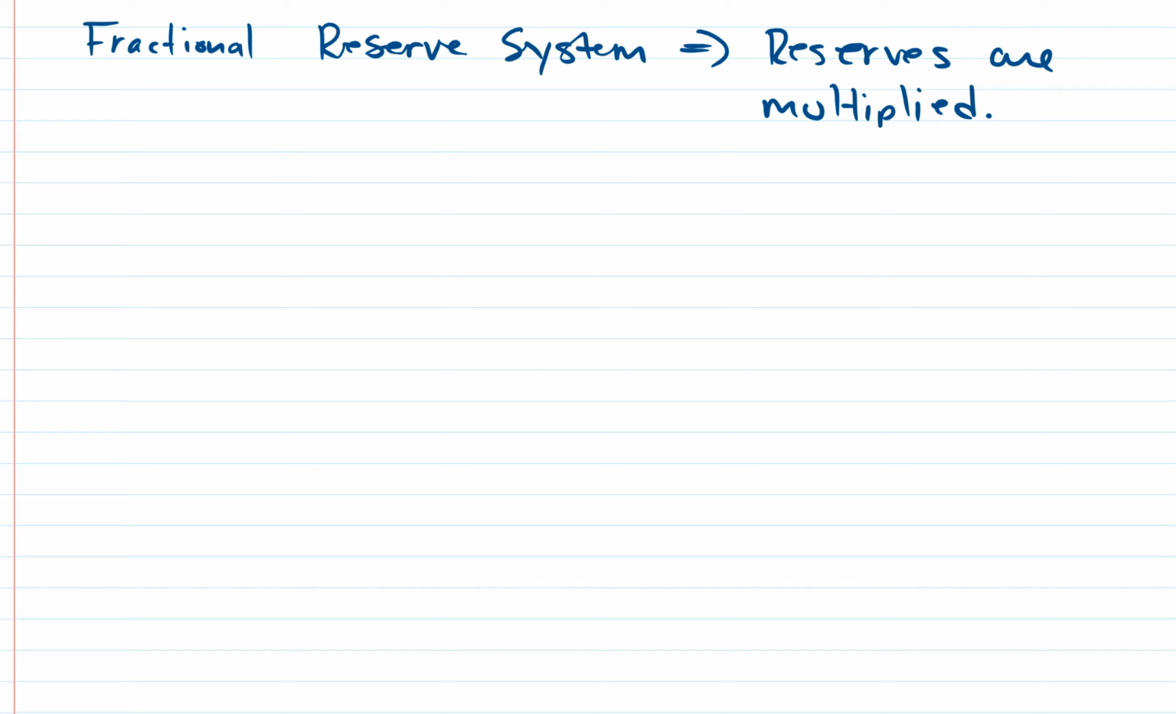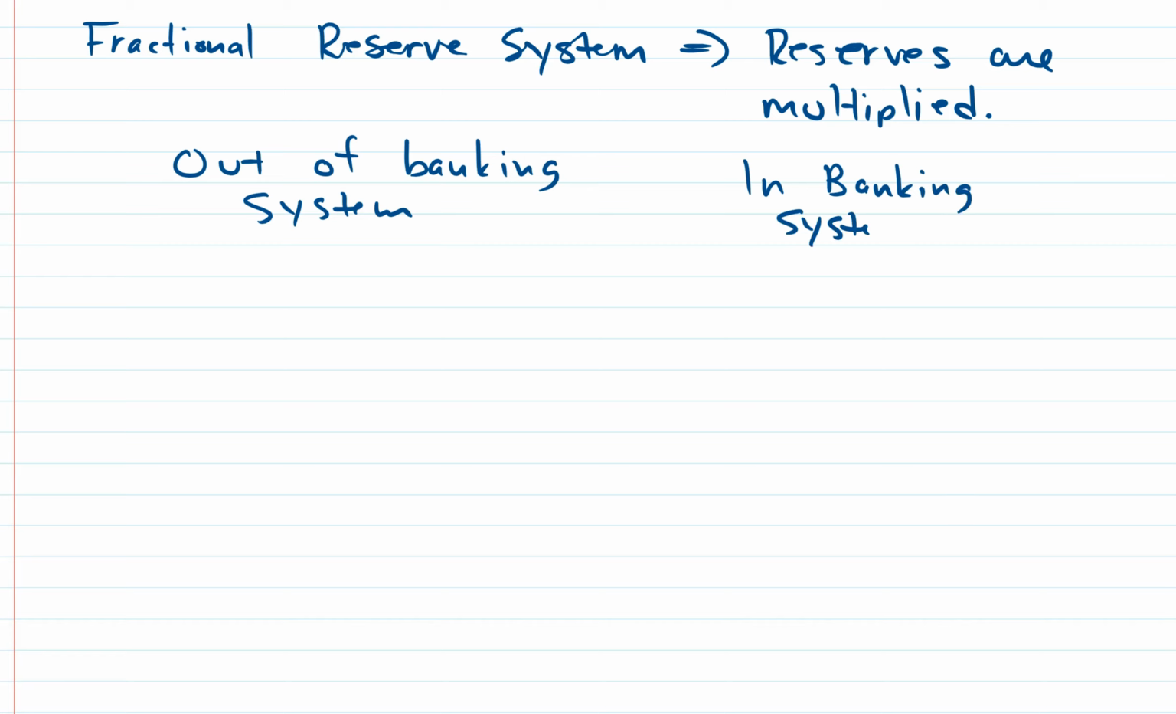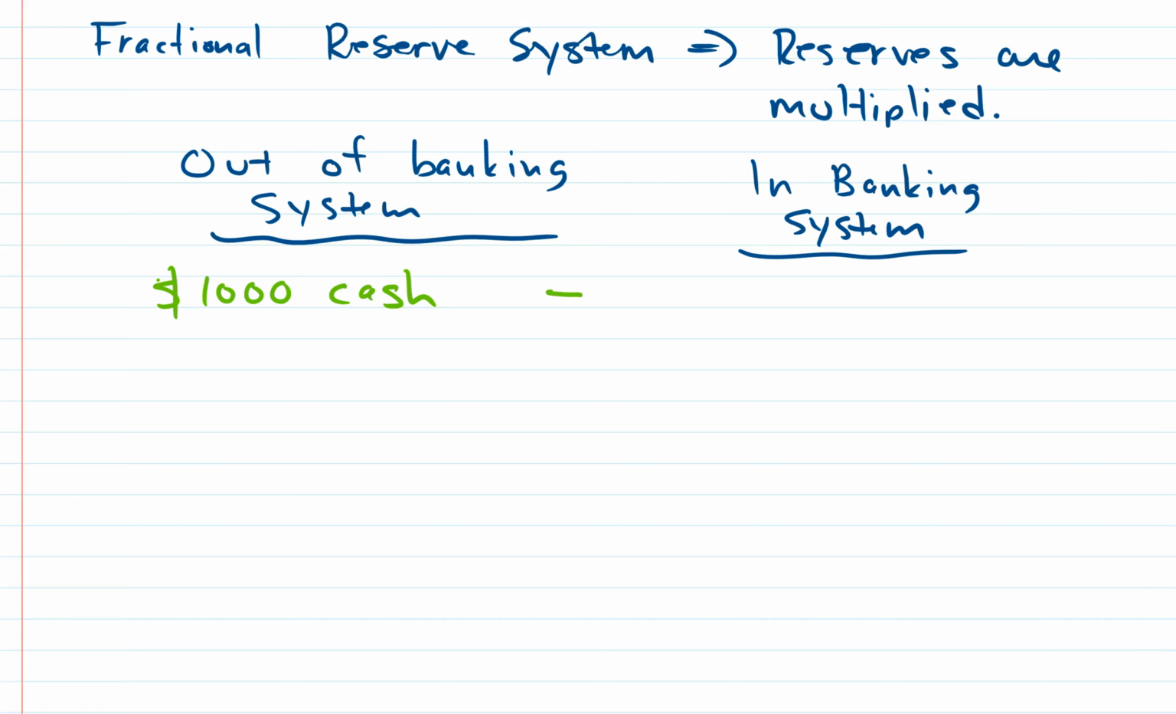So let's go back to our example and do a comparison. We're going to look at if the original money is out of the banking system, or if it's in the banking system, and we're going to see how it gets multiplied by being in it. Okay, so let's summarize what we were looking at before. Out of the banking system, you had $1,000 cash, and that's it. We put it into the banking system, right? So when you go into the banking system, initially you have $1,000 of a deposit.